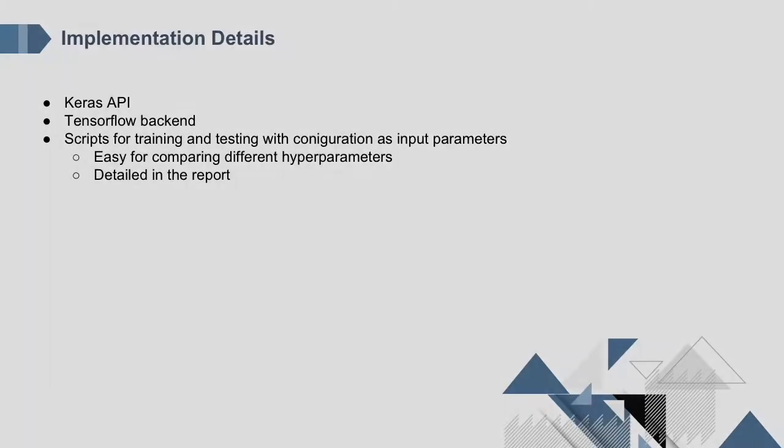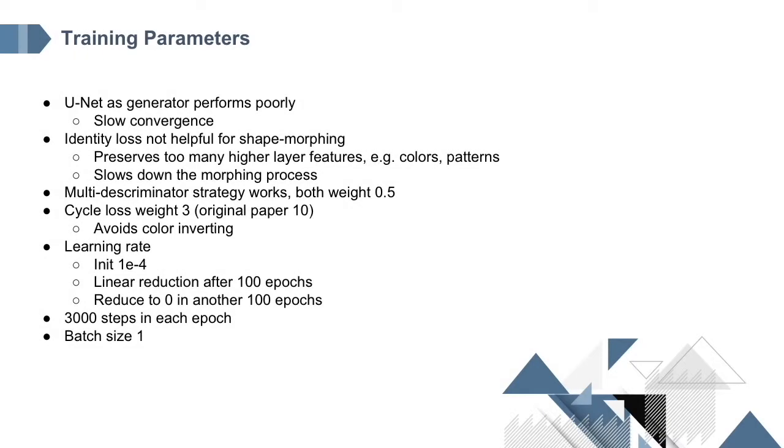And now for the implementation details. We used the Keras API and TensorFlow backend for our implementation of the model. After implementing the models, we also wrote scripts for training and testing procedures with configuration as input parameters. This way, it will be easy for us to compare the different hyperparameters. The details of them will be listed in the final report. And after a series of experiments on hyperparameters, we have found the following training parameters as the best for our goal of transforming cats to dogs and vice versa.